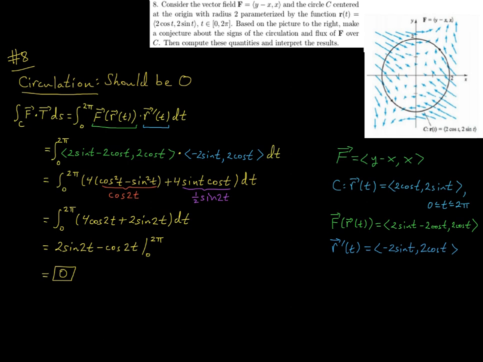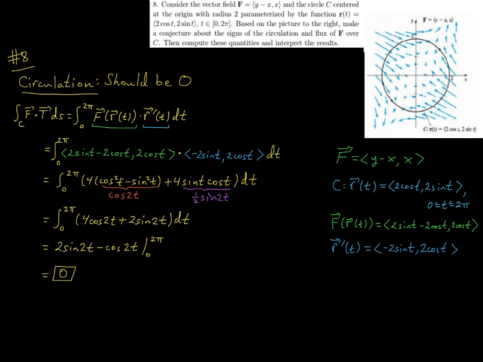Okay, so now I have the field here, F is y minus x comma x. Here's our parameterization for our circle. F evaluated along that path, so I'm just replacing x with 2 cosine and y with 2 sine. So I get 2 sine minus 2 cosine, comma 2 cosine. Here's the derivative vector for r. And so to compute the line integral, take f evaluated along the path dotted with that derivative vector. And when you do that, you wind up getting these expressions.